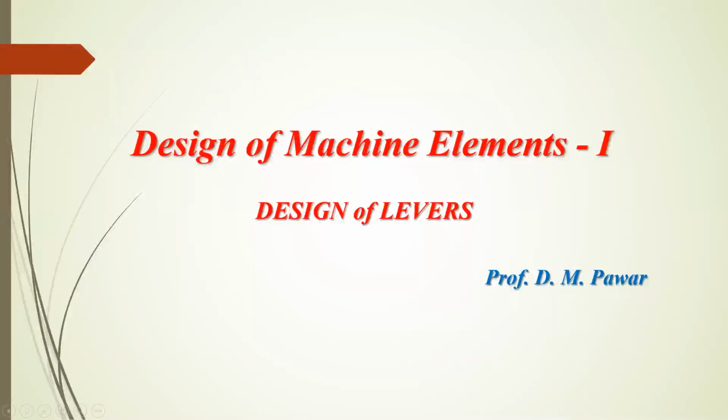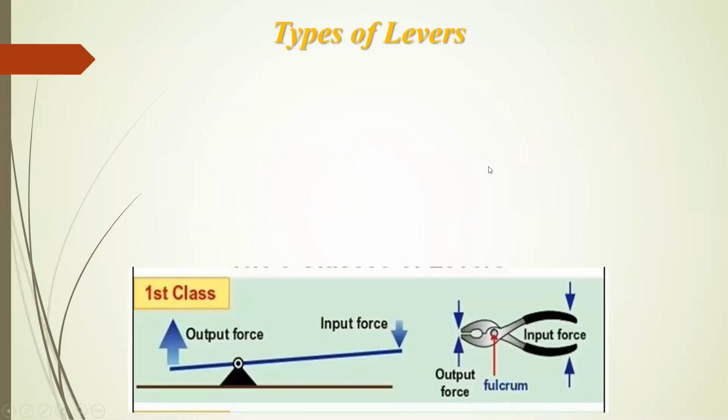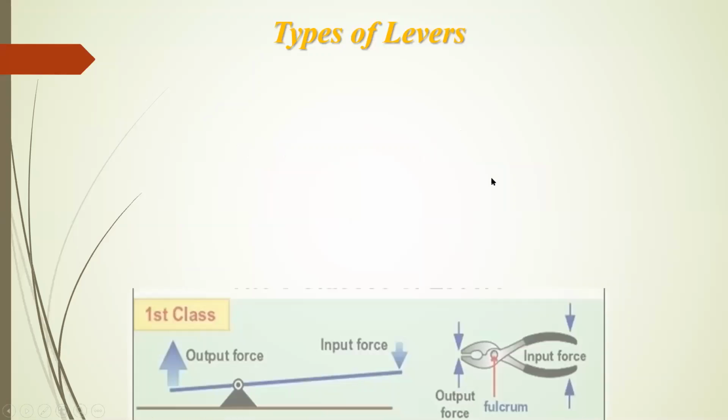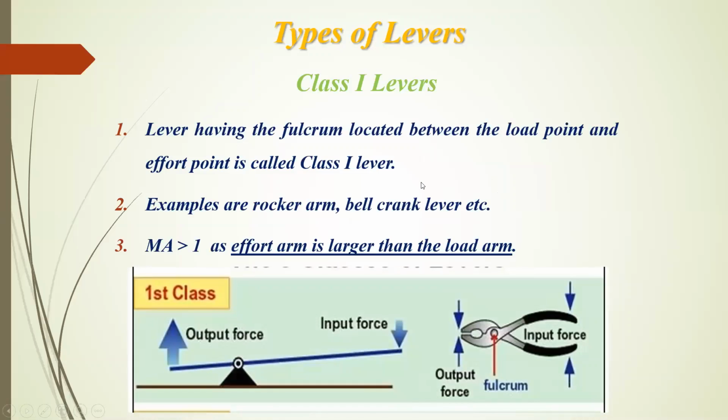Hello students, here in the design of machine element 1, we have discussed the various types of levers. Today we are going to discuss how to design a lever, how to find out the dimensions of the lever. So here are the types of the levers. We have discussed the types of the levers. There are basically three types of levers.